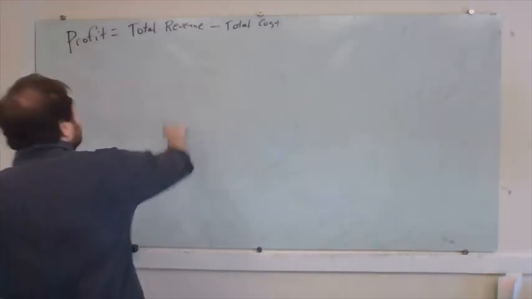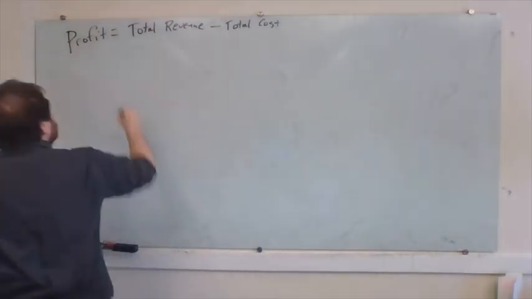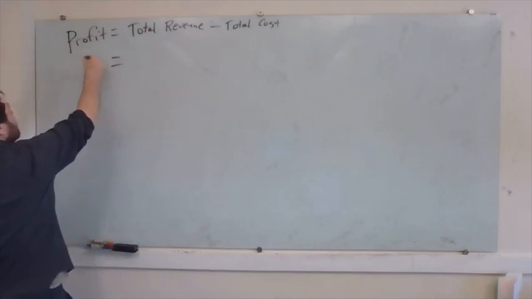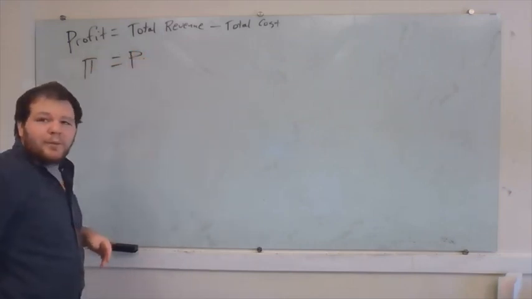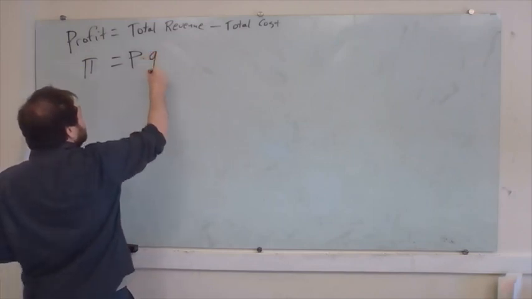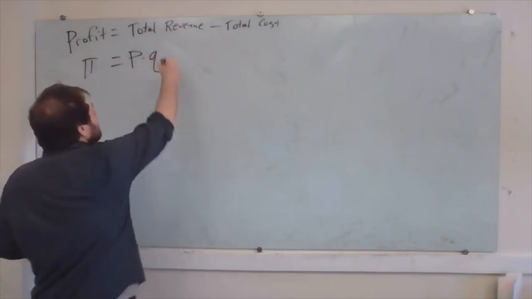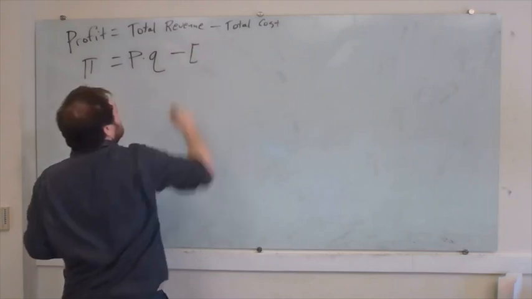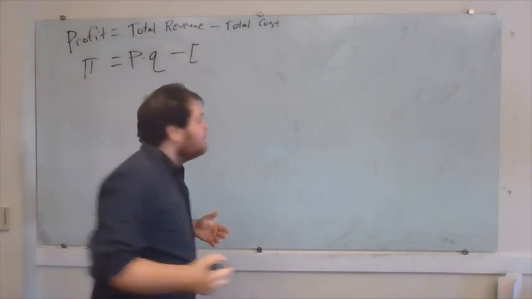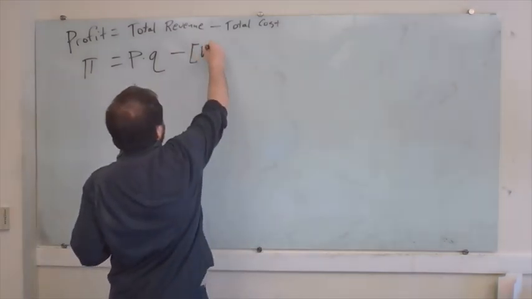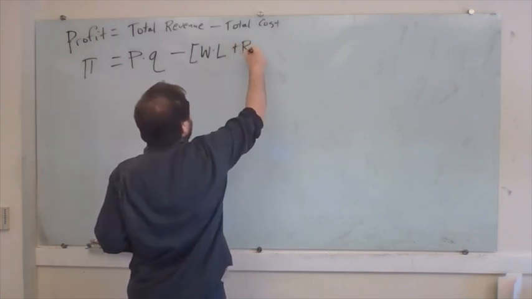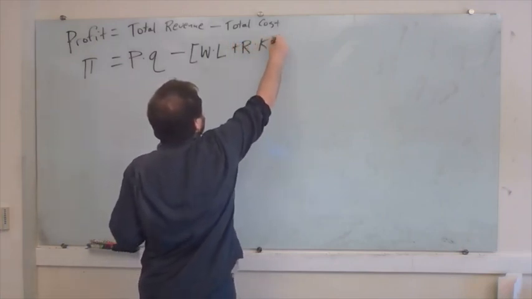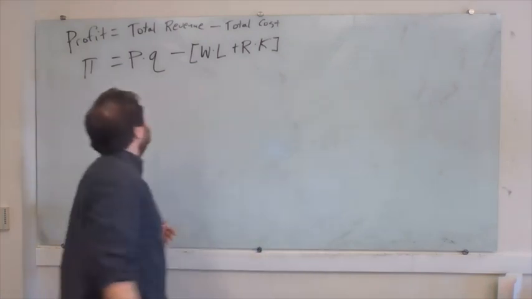So as a result, when we talk about total revenue and total cost, total revenue is just going to be the price times the amount of stuff we're going to produce, which I'll call Q, and total cost is going to be the cost of my inputs. So if my inputs are labor and capital, that's just going to be the wage that I pay workers times the number of workers plus the rental rate that I pay my capital times the number of units of capital.